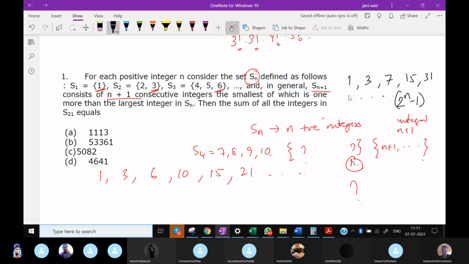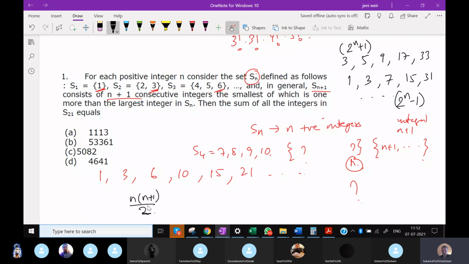Right? The next series is 3, 5, 9, 17, 33, and so on. What series is this? 2 to the power n plus 1. And the third series is this. What series is this? This is n into n plus 1 by 2.